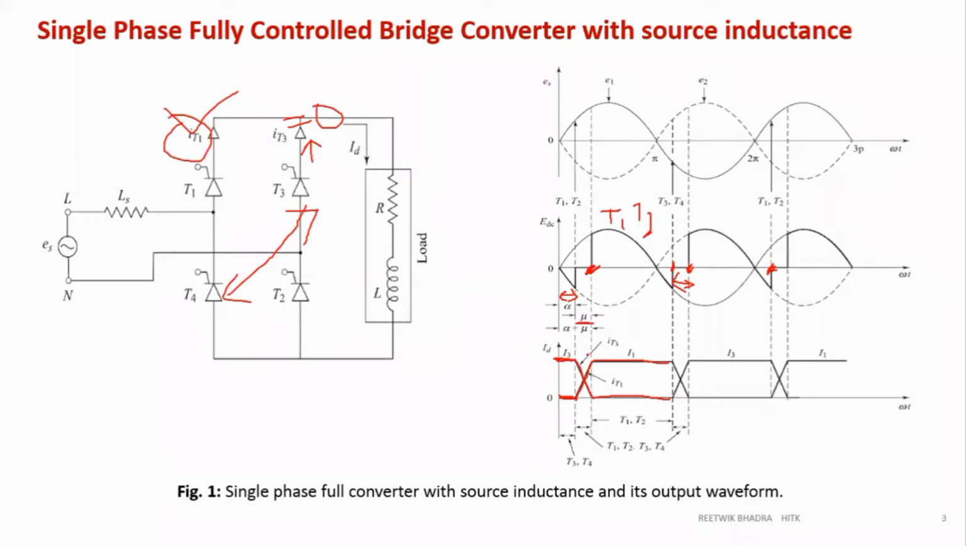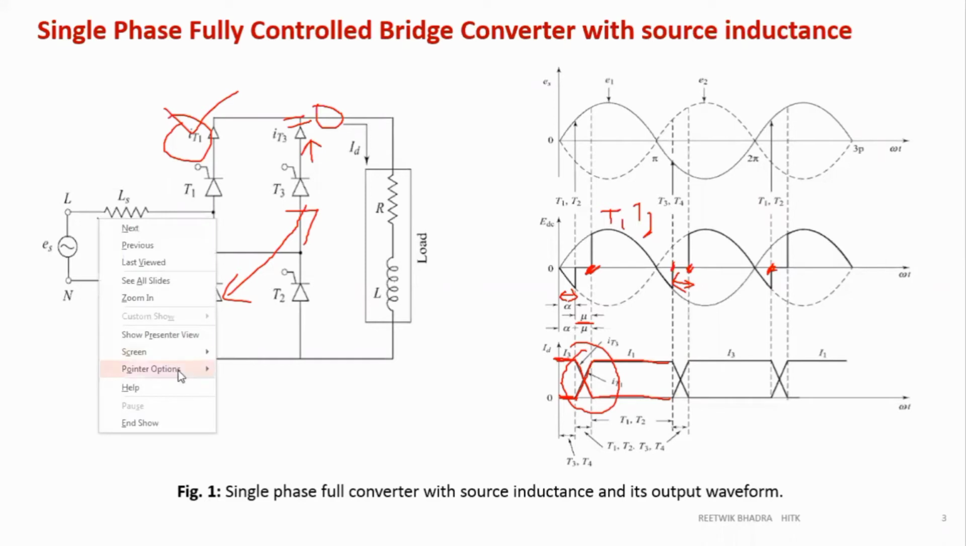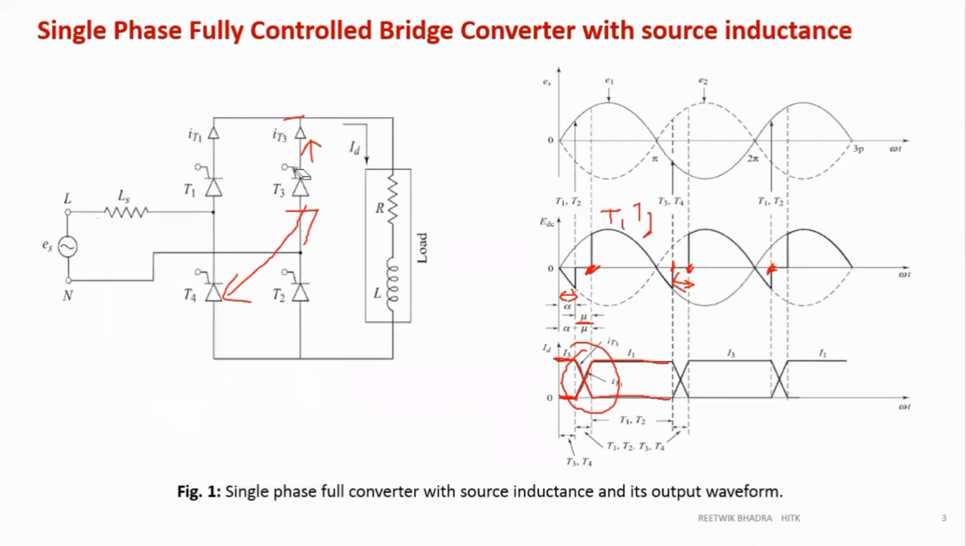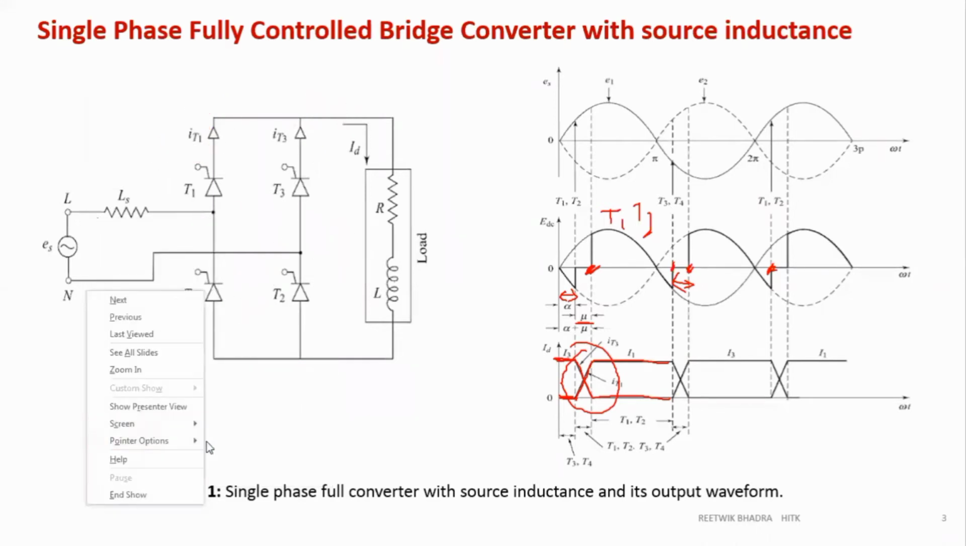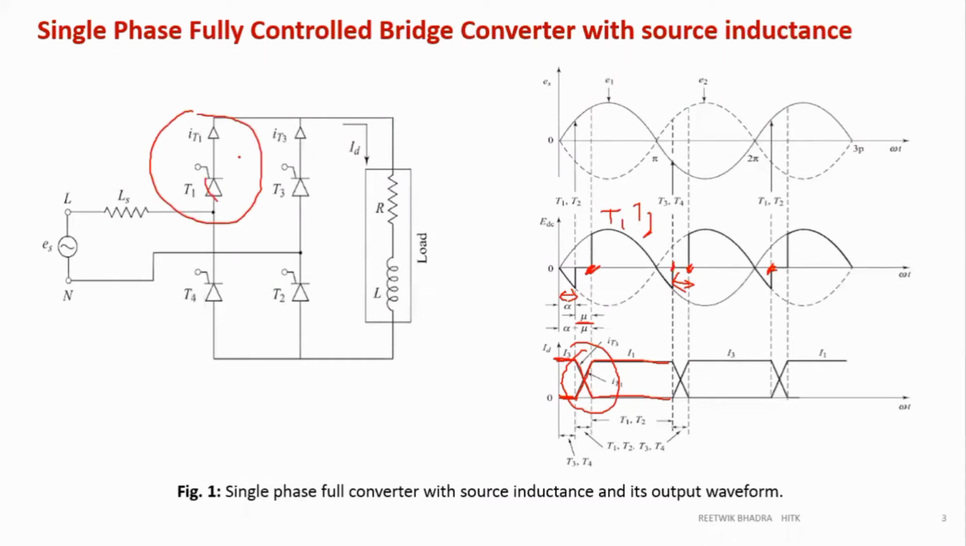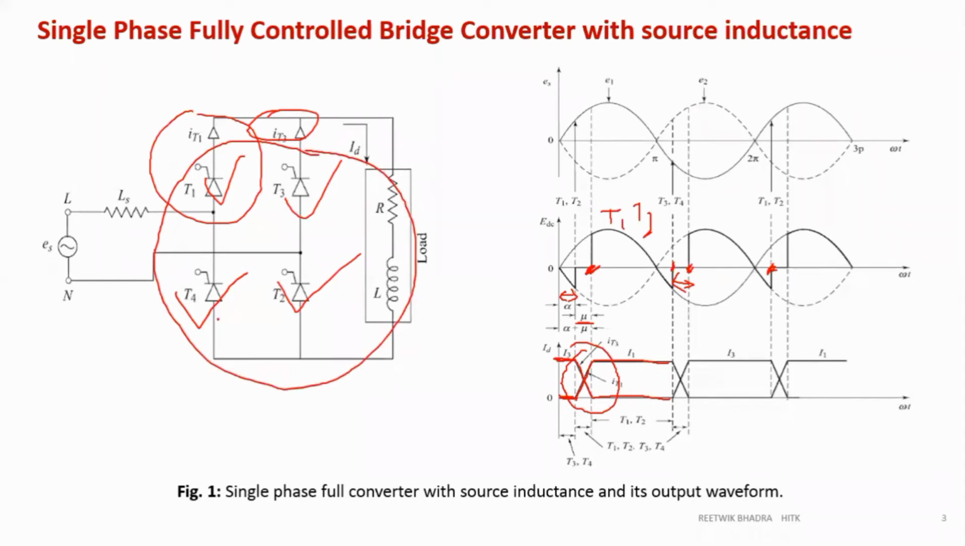So now you can think of it this way. If you consider this period over here, both currents IT3 and IT1 are flowing. If IT3 and IT1 are flowing, what is happening? IT1 flows because of which thyristors? T1 and T2. IT3 flows because of which thyristors? T3 and T4. So we can say that all the thyristors are turned on. If all the thyristors are turned on, the source will be short circuited and the load voltage will be 0.